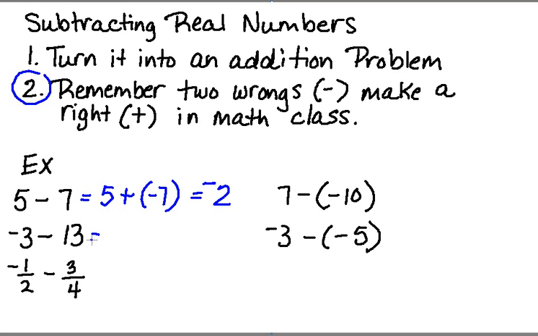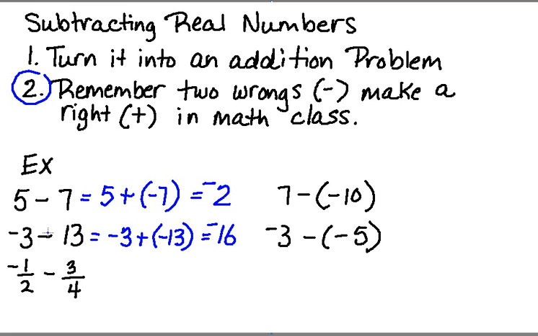Same thing here. I can rewrite it as an addition problem: negative 3 plus a negative 13. Again, now my rules of addition apply. These two have the same sign, they're both negative, so I'm going to add them together. 13 and 3 is 16, and I keep the sign, so it's going to be a negative 16.